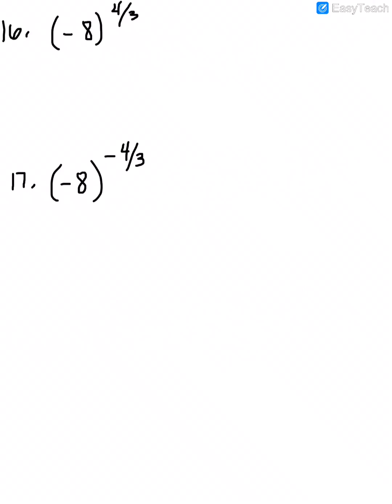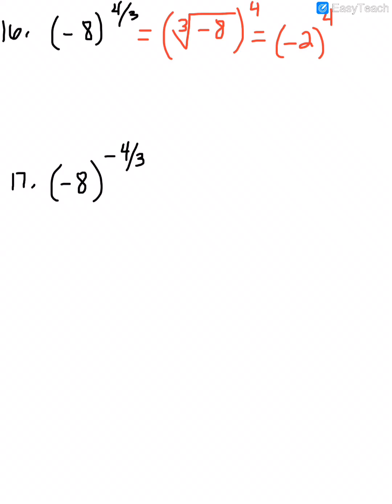Negative 8 in parentheses raised to the 4/3 power would be the cube root of -8 raised to the 4th power. Well, remember, we can take the cube root of a negative number. The cube root of -8 would be -2 to the 4th power. And -2 to the 4th power, -2 times -2 would be +4. +4 times -2 would be -8. And -8 times -2 would be a +16.